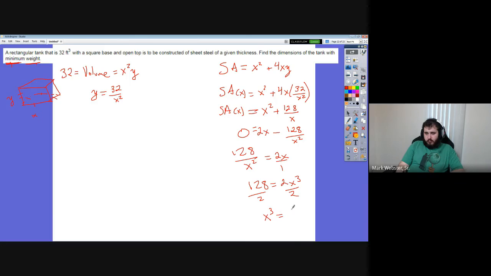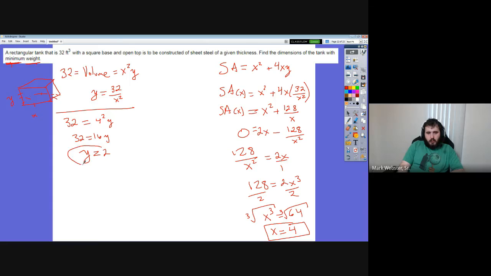x cubed equals 64. Take the cube root of both sides. What number times itself 2 extra times is 64? That's the number 4. So there's x. Now we can go back and find y, yeah? So 32 equals x squared times y. 32 equals 16 times y. So y is 2. There's our x, there's our y.